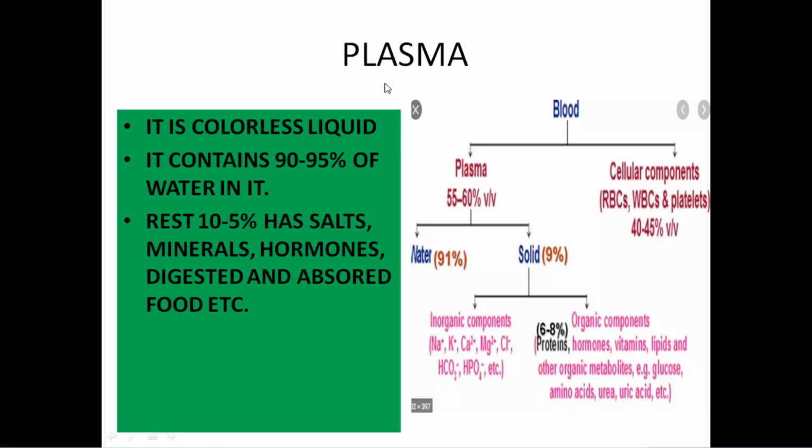As I've already told you, the plasma is a liquid. It is a colorless liquid. It means it has no color in it. Second thing, the plasma contains 90 to 95% of water, and the rest part is your salts, hormones, inorganic and organic components, your digested food. All these things are dissolved in the plasma.